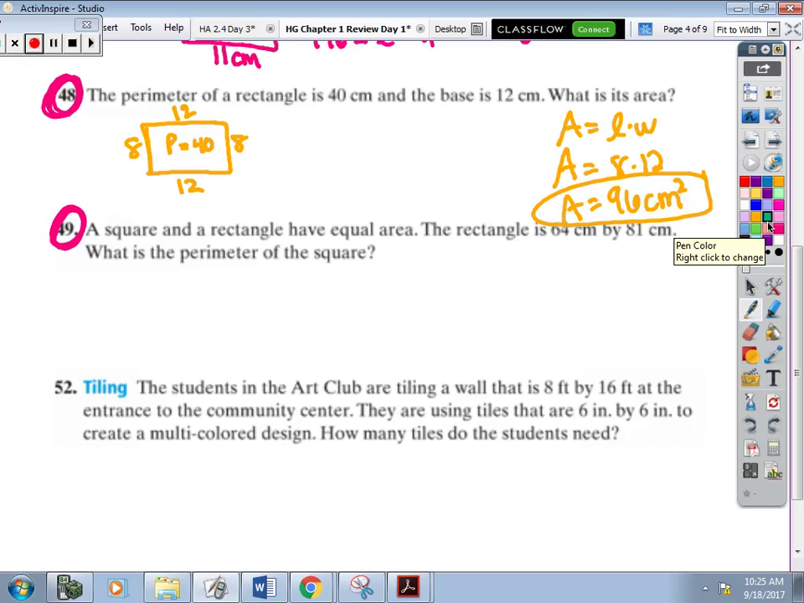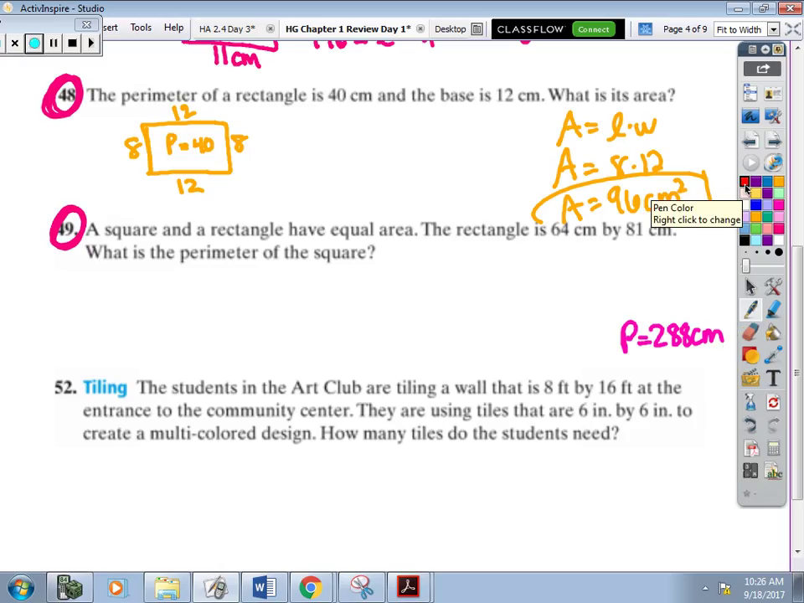A square and a rectangle have the same area. The rectangle is 64 centimeters by 81 centimeters. What is the perimeter of the square? Who thinks they have it? I did see a couple correct answers. Michaela? Yes. Quick show of hands who all got that one. Ooh, very nice. Okay, let's go over it though because you may see one similar to that tomorrow.